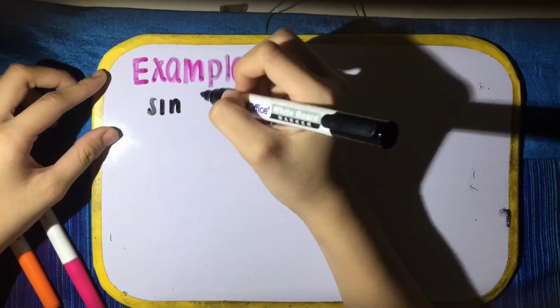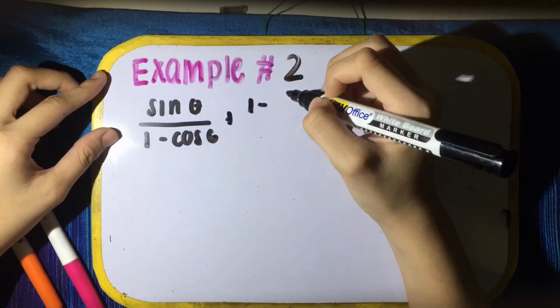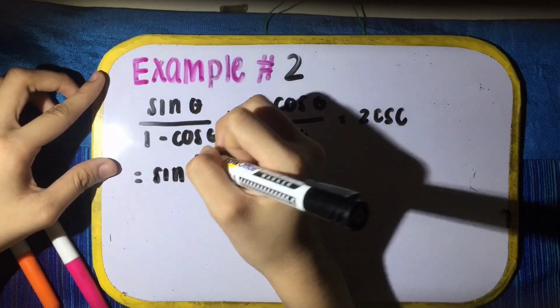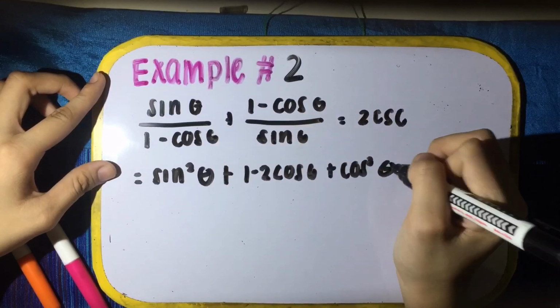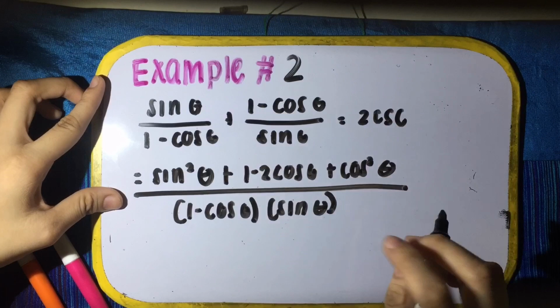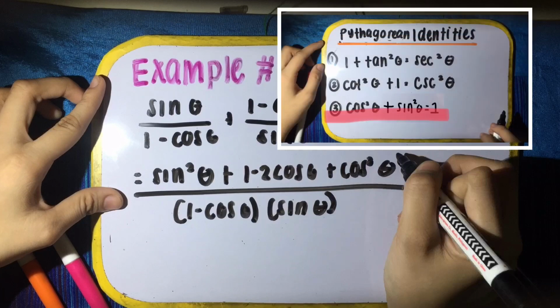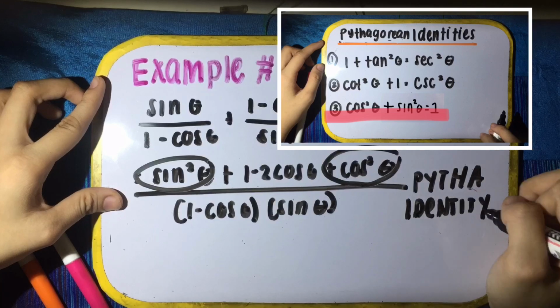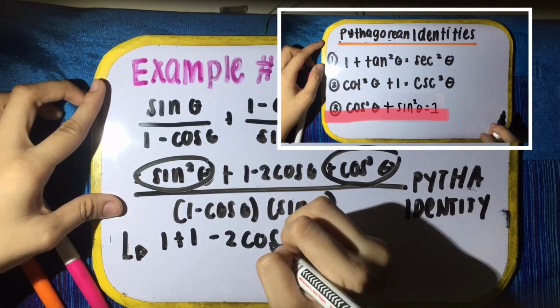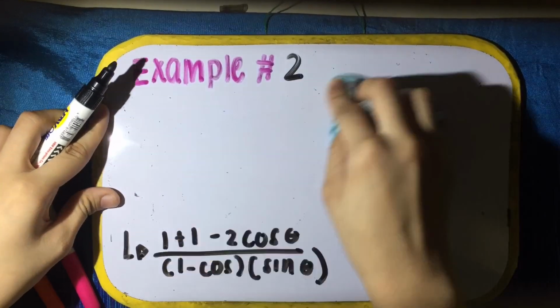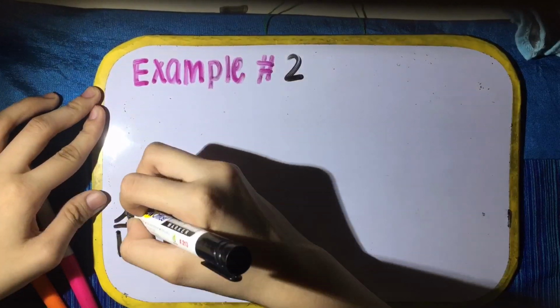For example number 2, sin theta over 1 minus cosine theta plus 1 minus cosine theta over sin theta is equal to 2 cosecant theta. First, we will be using the butterfly method to verify the left side, wherein we will get sin squared theta plus 1 minus 2 cos theta plus cos squared theta over 1 minus cos theta times sin theta. By using the Pythagorean identity, we can simplify sin squared theta plus cosine squared theta to 1. Therefore, we will have 1 plus 1 minus 2 cos theta over 1 minus cos theta times sin theta.